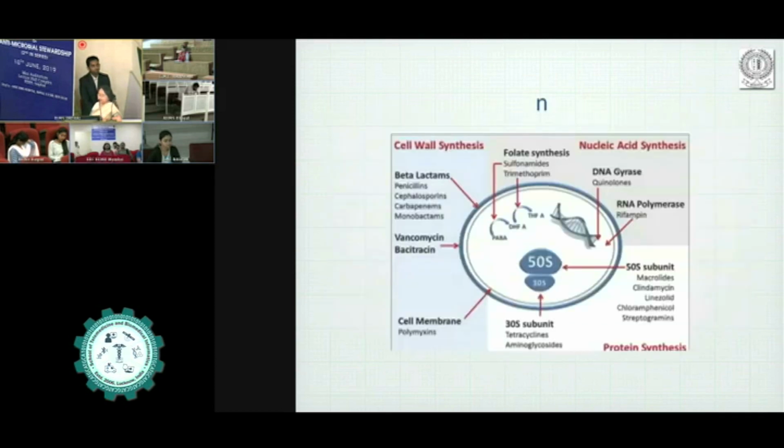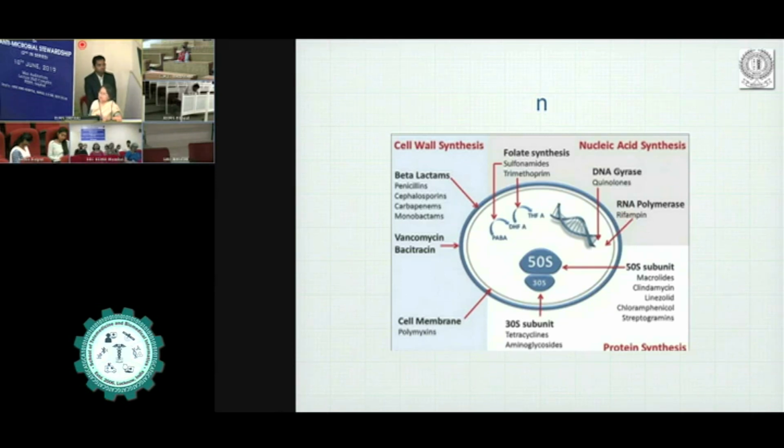So, coming to the antibiotics, there are different groups of antibiotics that we know. But at the basic level, we classify these antibiotics as those which act on cell wall synthesis. When they disturb the cell wall synthesis, it leads to the destruction of the bacteria. For example, the penicillin groups, then cephalosporins, carbapenems, monobactams, and then of course vancomycin and bacitracin. They all act on cell wall synthesis.